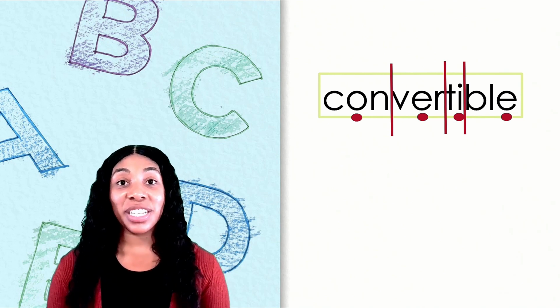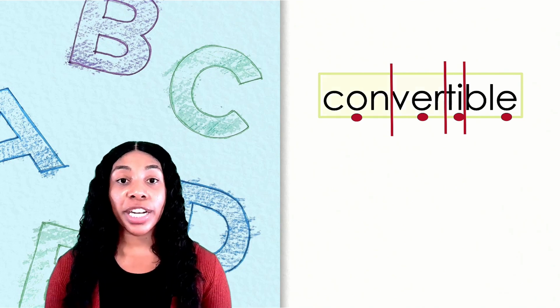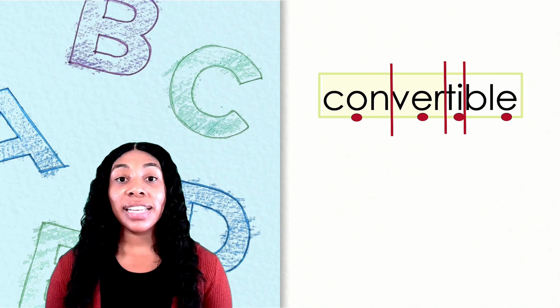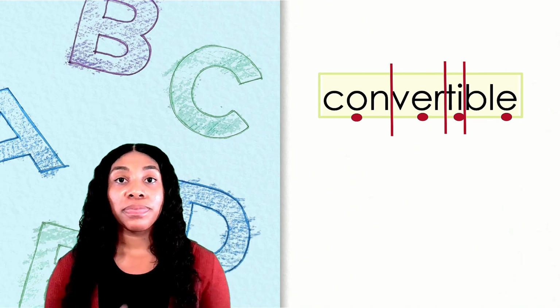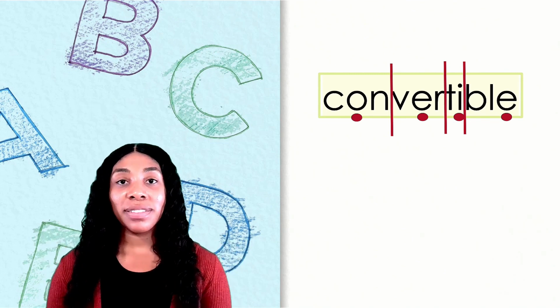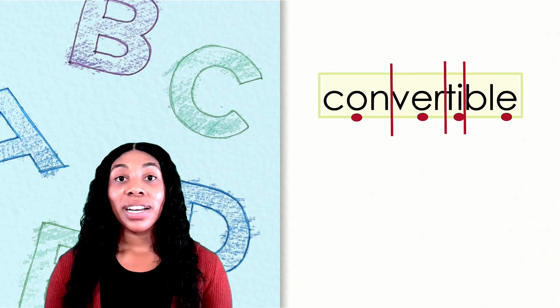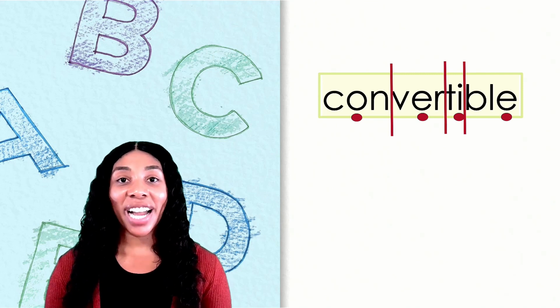Now this will be easier for us to read. The first syllable is con. The second is ver. The third is te. And the last is bull. Con, ver, te, bull. What is the complete word? Convertible. Let's try another word.